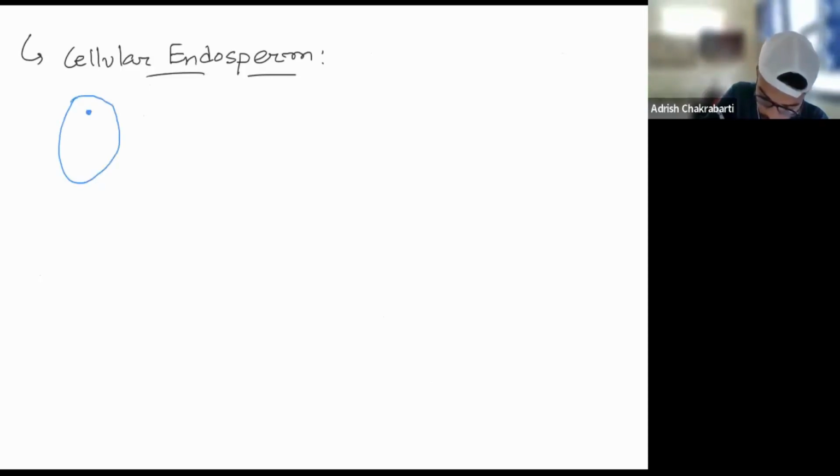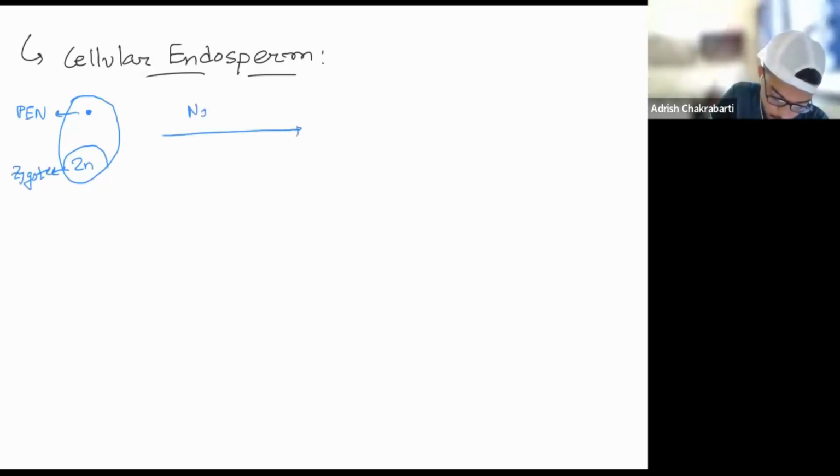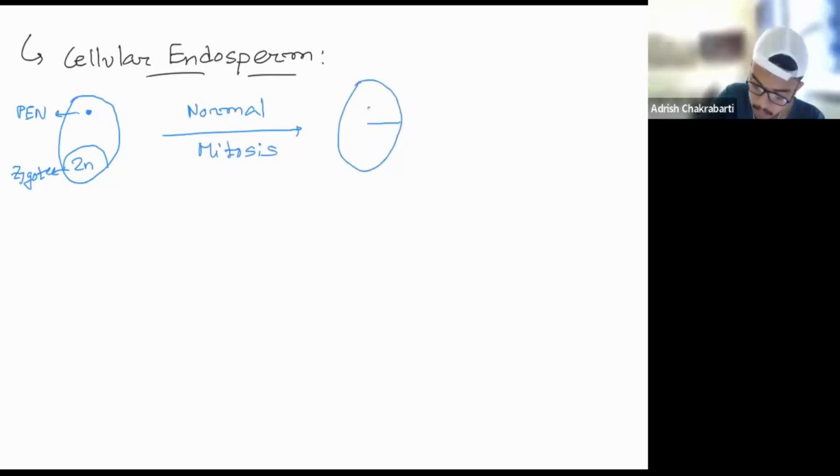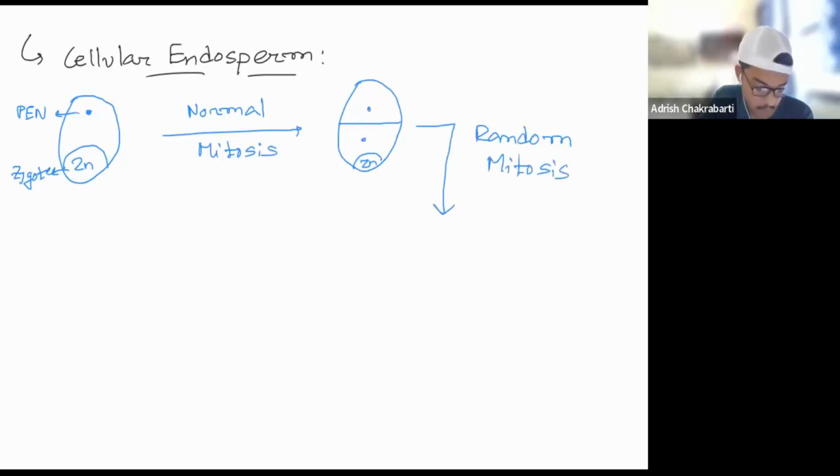So you have the PEN. This is the zygote. The initial structures are just the same. You have the PEN, you have the zygote. Next, the first step you're observing, just take a note of this, is normal mitotic division. Next, it is followed by random mitosis. See, mitosis means there is both karyokinesis and cytokinesis, and that's why we are observing this kind of structure.